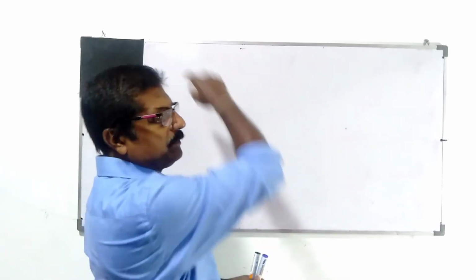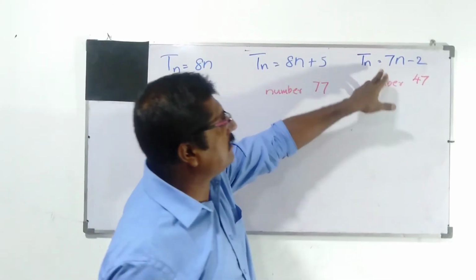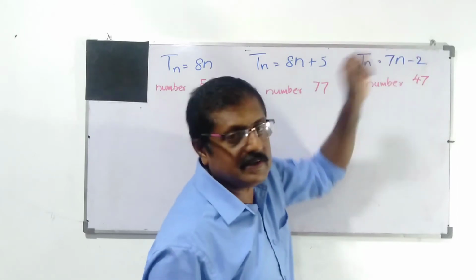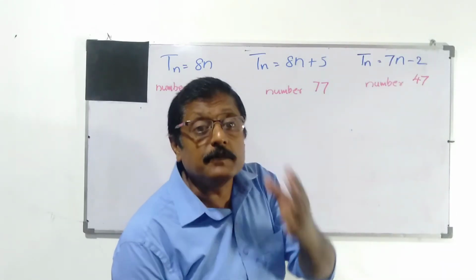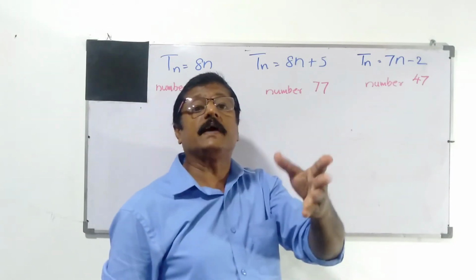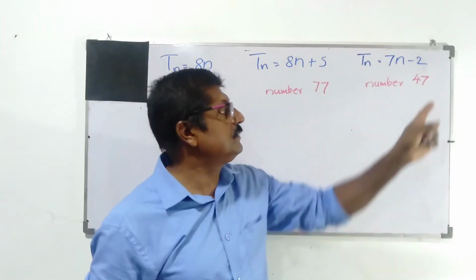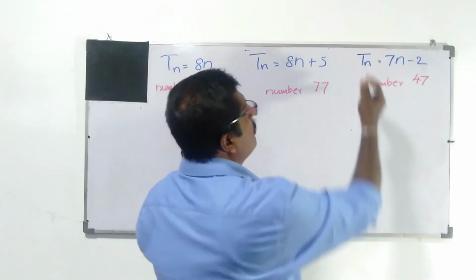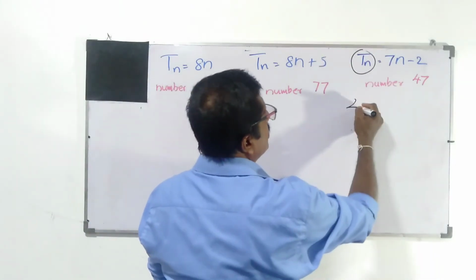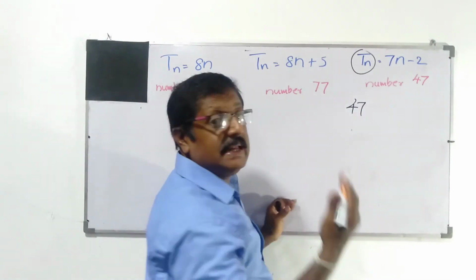Alright, look at this. The general term, or the common term, or the end term is given, and there is a number. Now you have to find the position of this 47 in this progression. Okay, now you know the number. Number is 47. But you don't know how much n is.